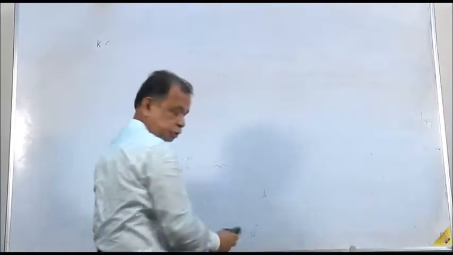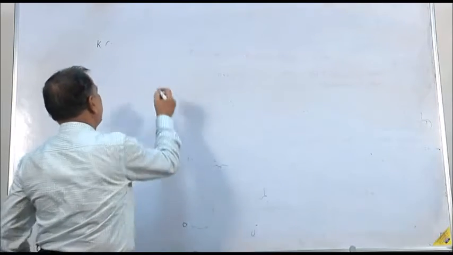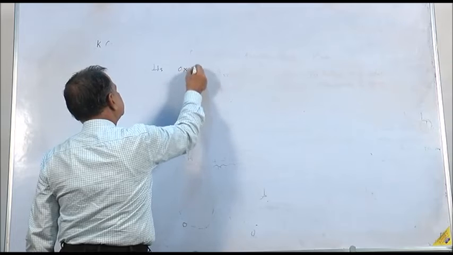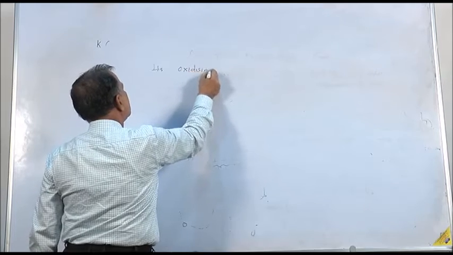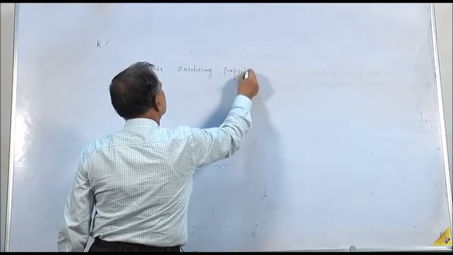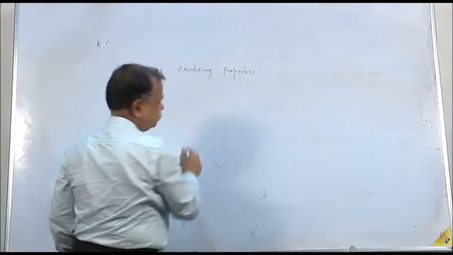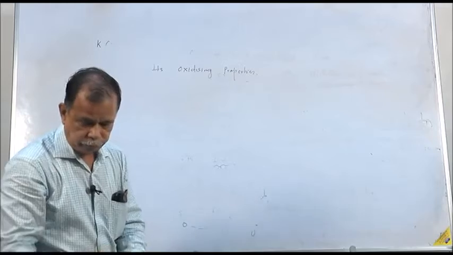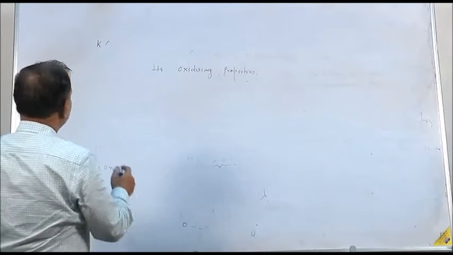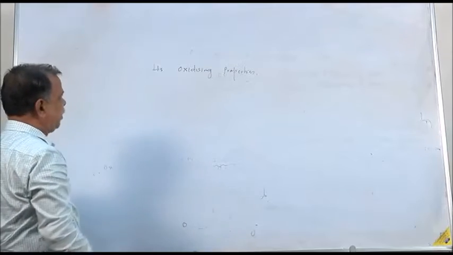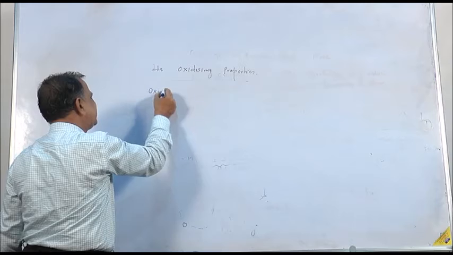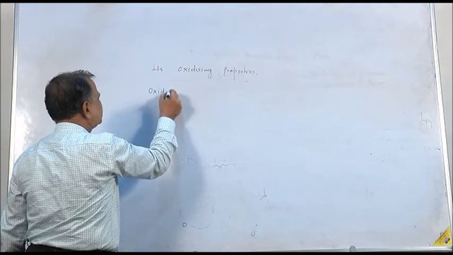Now let us discuss its oxidizing properties. Potassium dichromate acts as a very good oxidizing agent.